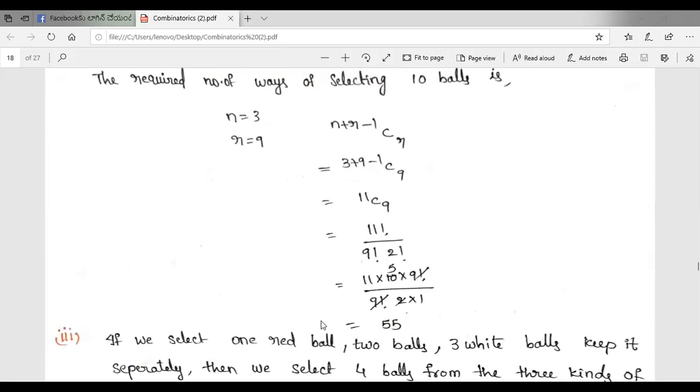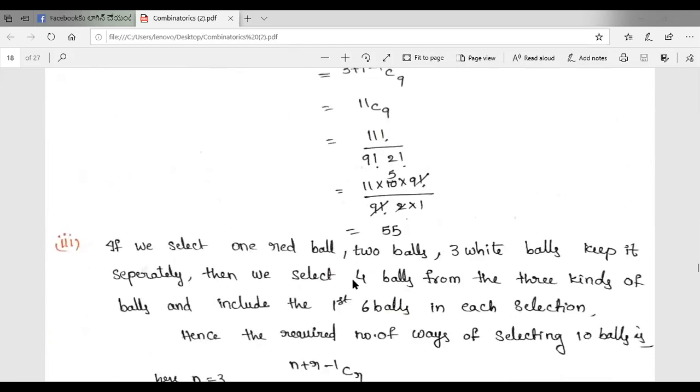Okay, so the third question is: at least one red ball, at least 2 blue balls and at least 3 white balls must be selected. So if we select one red ball, 2 blue balls and 3 white balls and keep them separately, then 1 plus 2 is 3, 3 plus 3 is 6. So 6 are already selected. Then the remaining 4 balls are selected from the 3 kinds of balls and we include the first 6 balls in each selection.